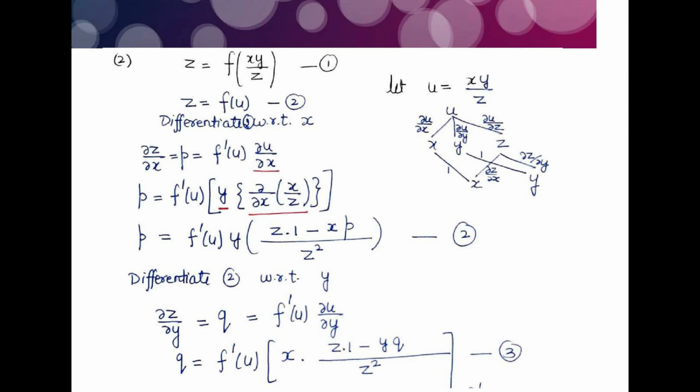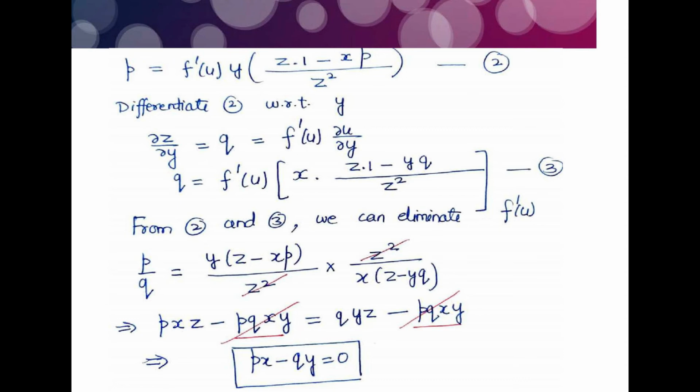Now we can start with equation number 2. Differentiate with respect to y. The derivative of z with respect to y, which is q, is equal to f dash u, and the derivative of u with respect to y. Now on the same lines as we discussed above, we treat x as constant, and the derivative of u with respect to y is this one, (z minus yq) divided by z square, that is equation number 3.